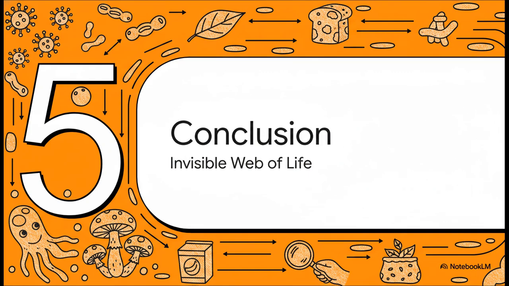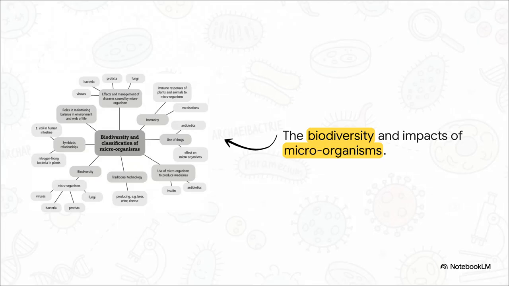And that brings us to our conclusion, the invisible web of life. Let's zoom back out for a second and connect all these groups, viruses, bacteria, protista, and fungi, to our everyday macroscopic world. The sheer scale of their impact is just mind-blowing. They're the backbone of traditional technologies, literally the reason we can produce beer, wine, and cheese. They're vital in medicine, giving us life-saving antibiotics and insulin.